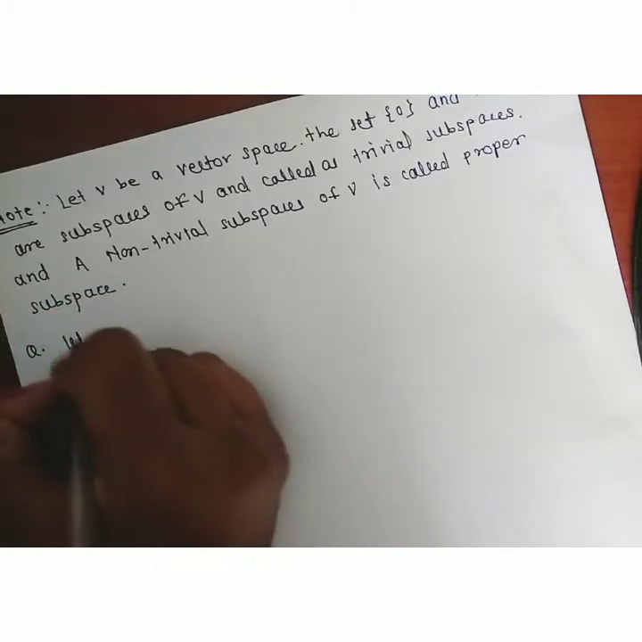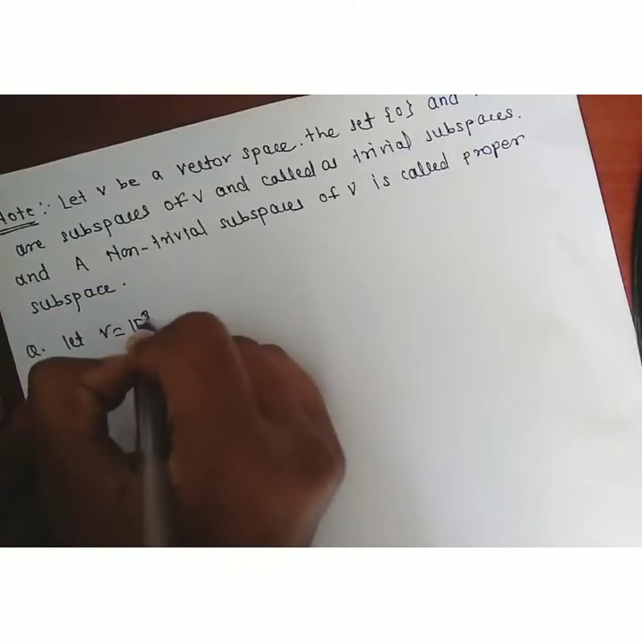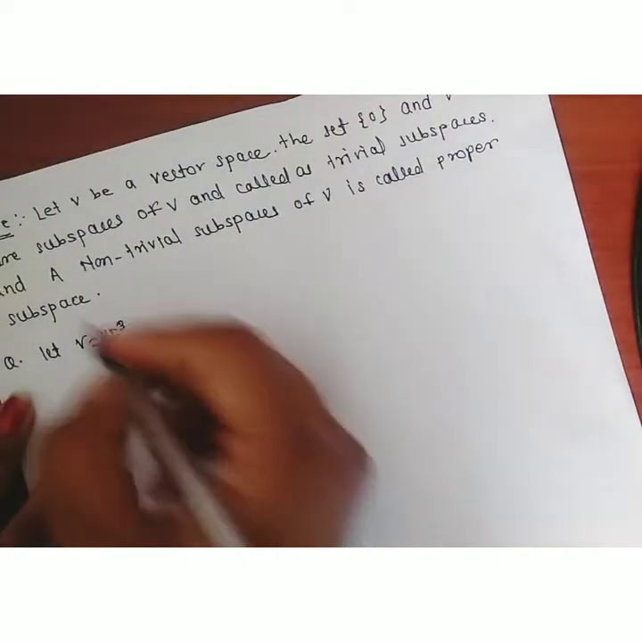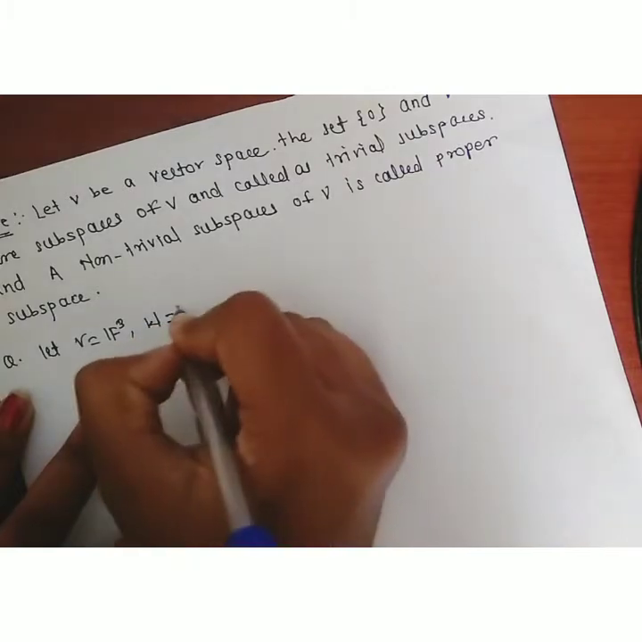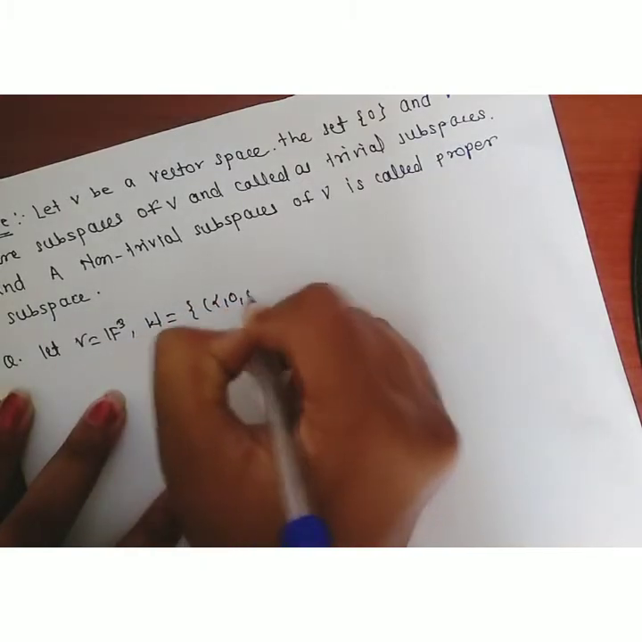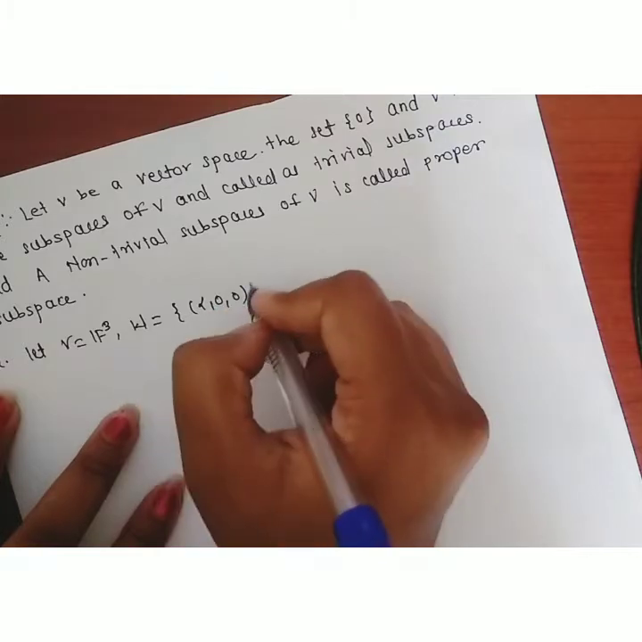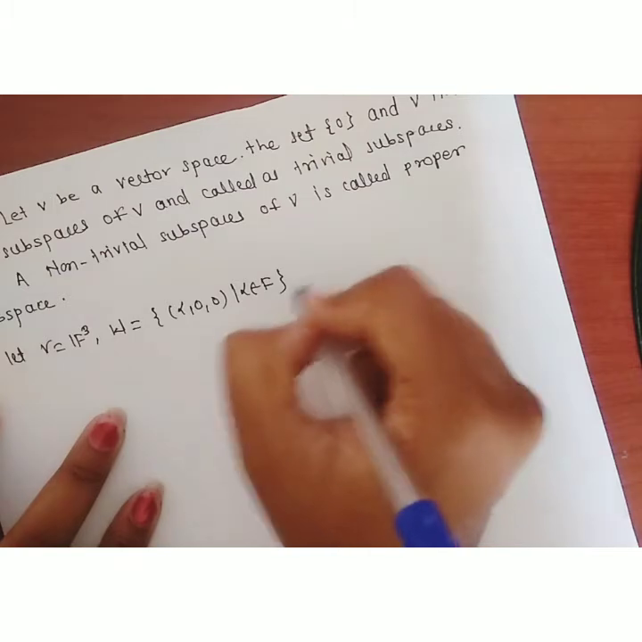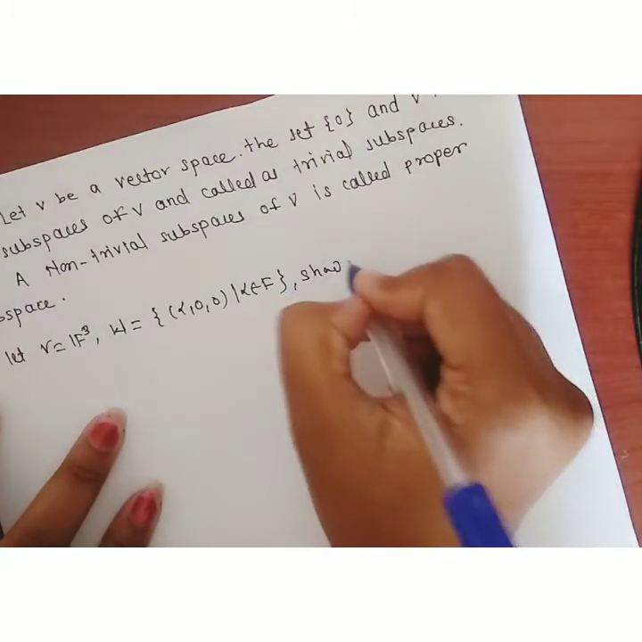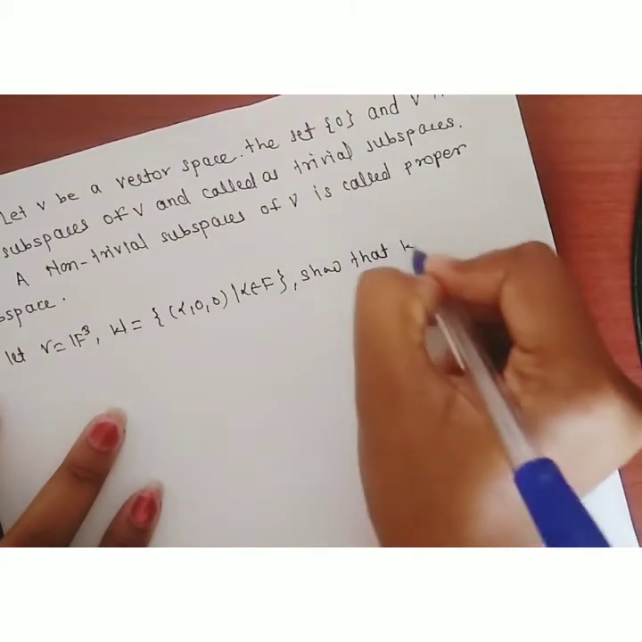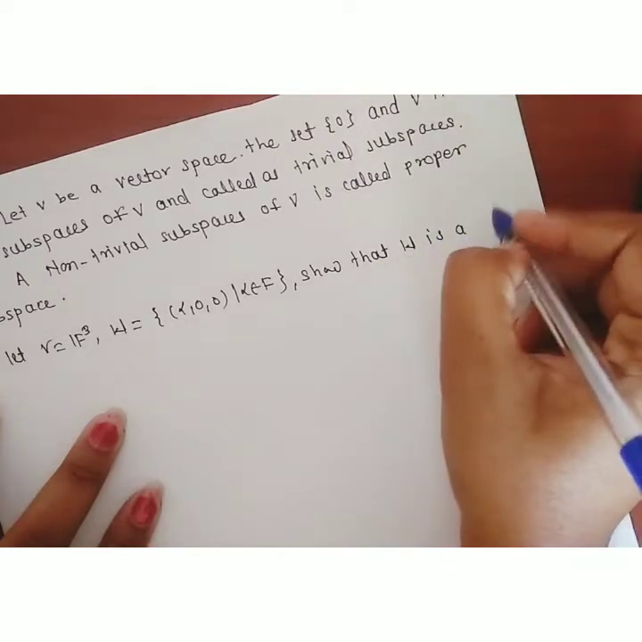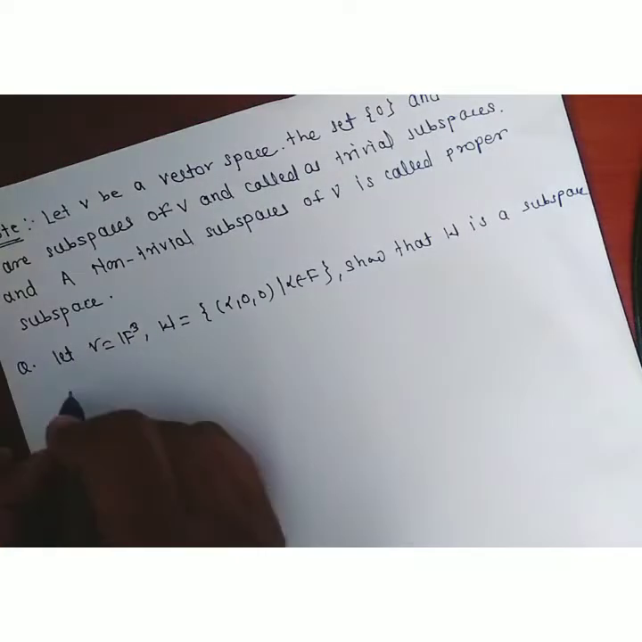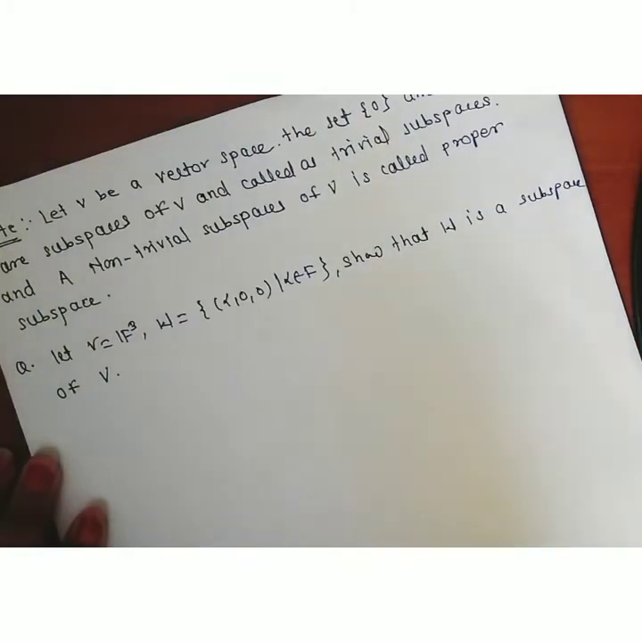Question: let V equal F^3 or R^3, and W equal the set of ordered triples (alpha, 0, 0), where alpha belongs to the field F. Show that W is a subspace of V.